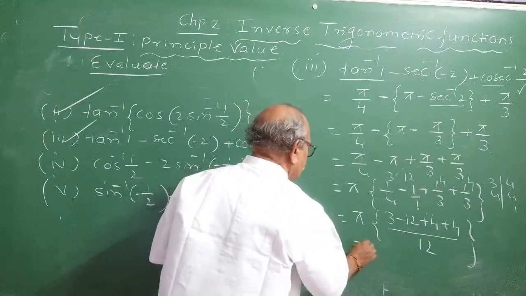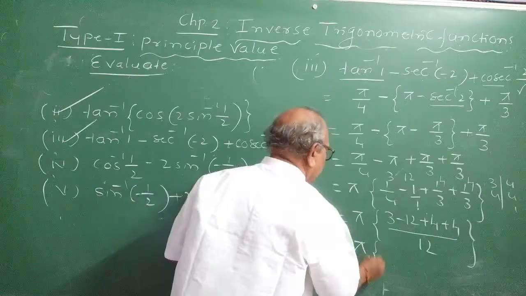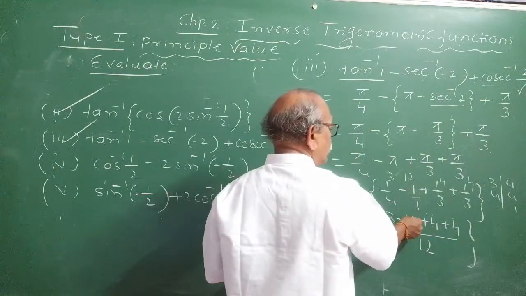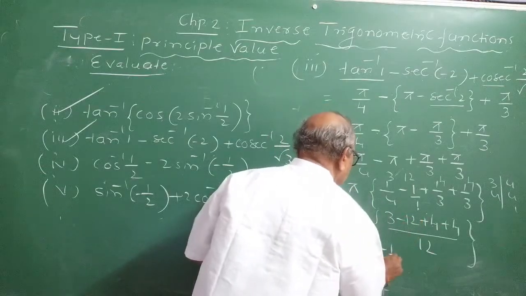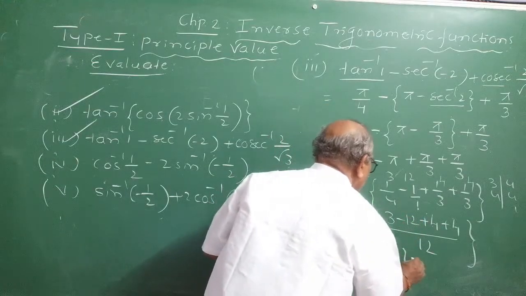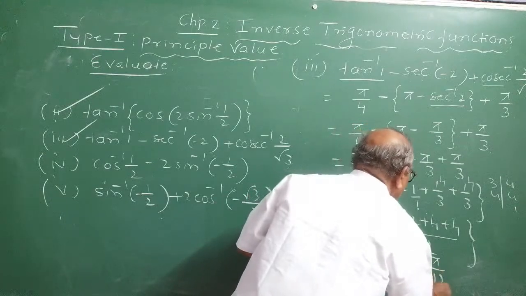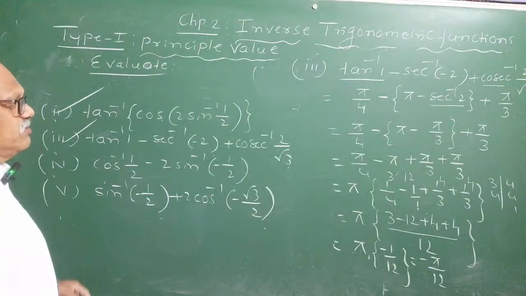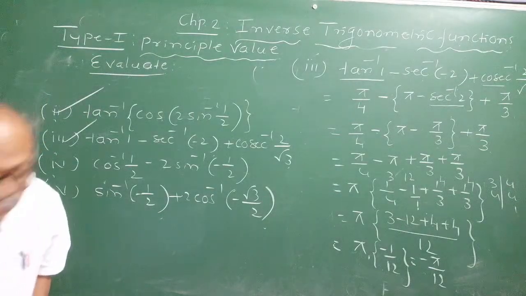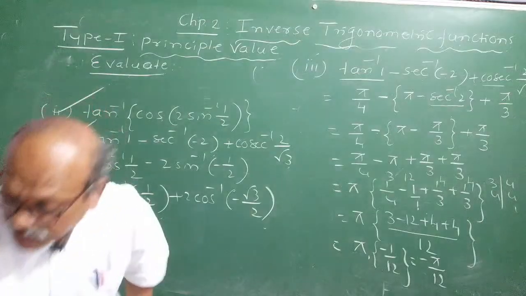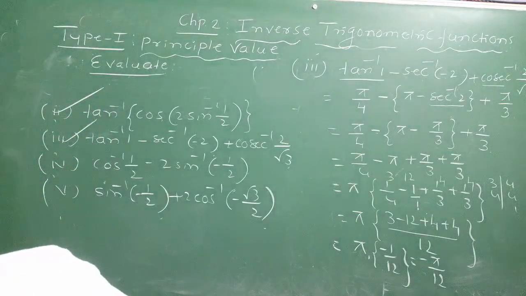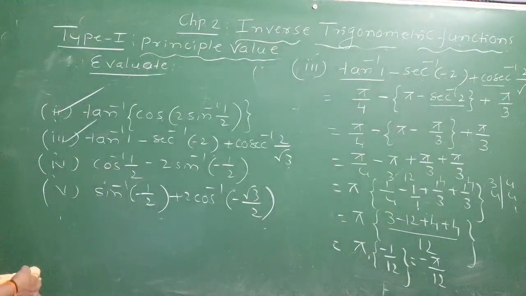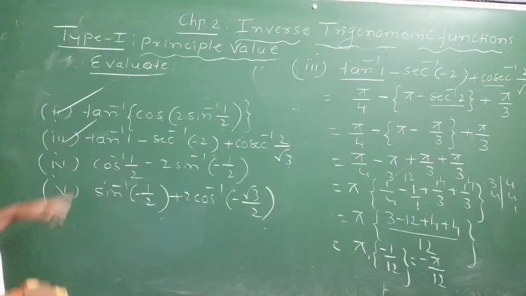Are you getting me? That is, you get here pi into bracket 4 plus 4 is 8, 8 plus 3 is 11, 11 minus 12 is minus 1 by 12. You will get minus pi by 12, is the simplified form of it. Observe. If you have got any doubts, you can clarify. Anybody is there in live stream? Okay. Minus pi by 12.